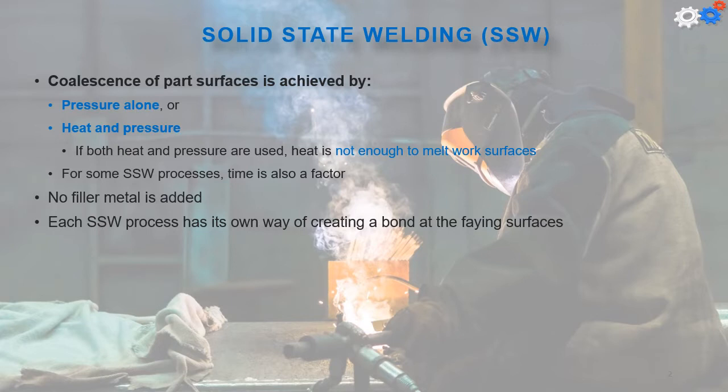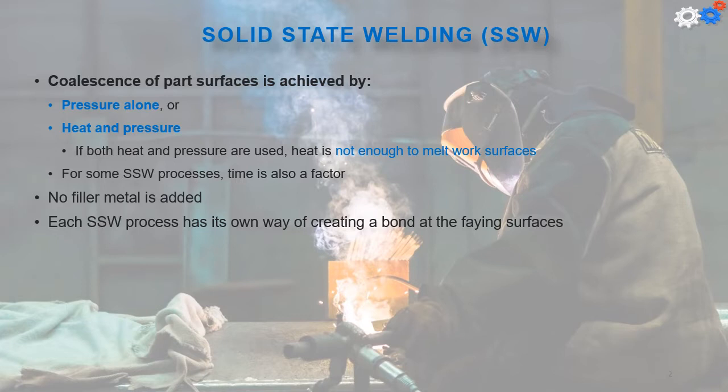In solid-state welding, the coalescence of the part surfaces is achieved by pressure alone or by heat and pressure. If both heat and pressure are used, the heat is not enough to melt the work surfaces. For some solid-state welding processes, time is also a factor.